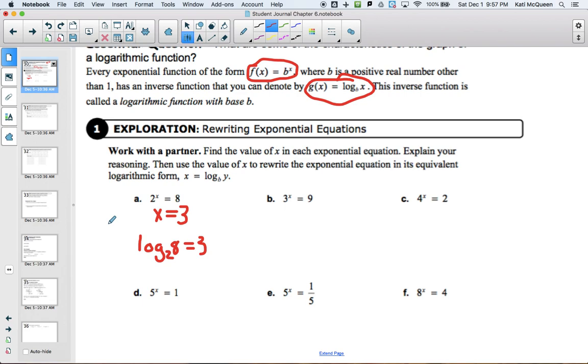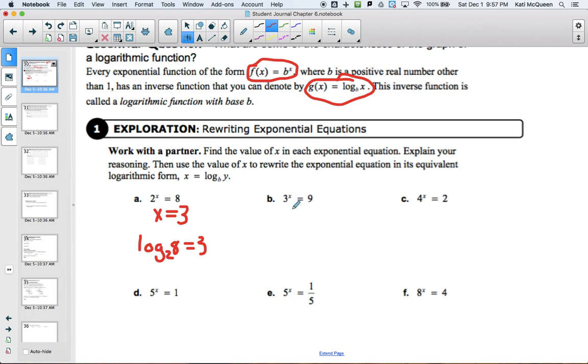Okay, so one thing to always remember is that this is going to be equal to the exponent. So this is telling me that log base 2 of 8 equals 3. In other words, 2 to the third power equals 8. Okay, let's try another one.